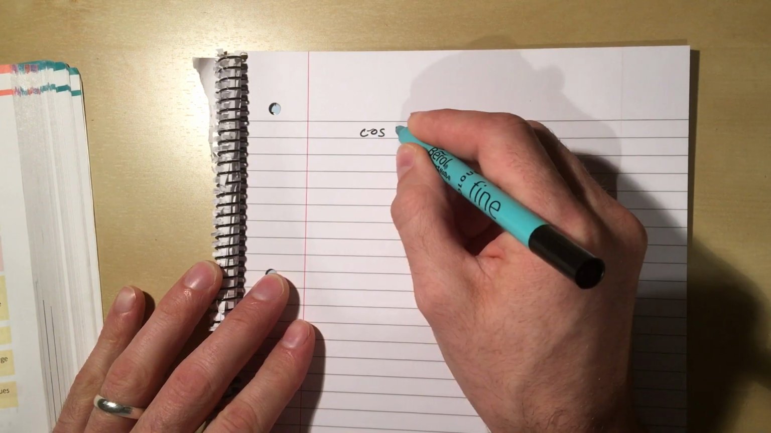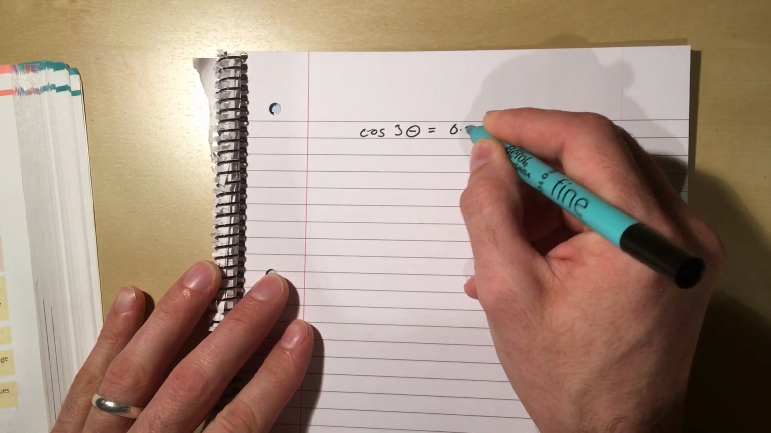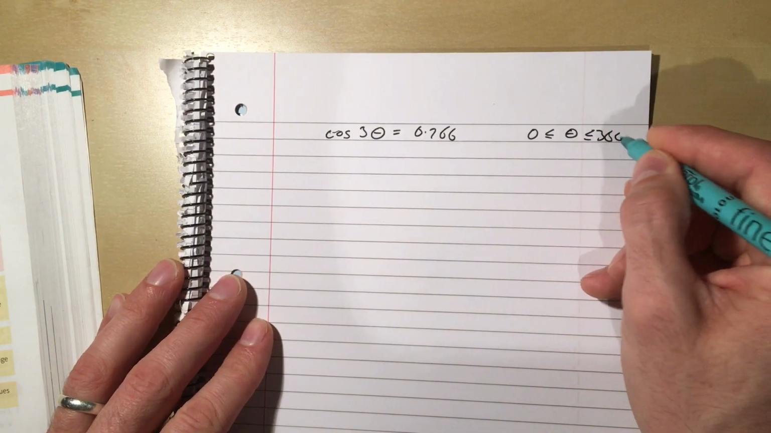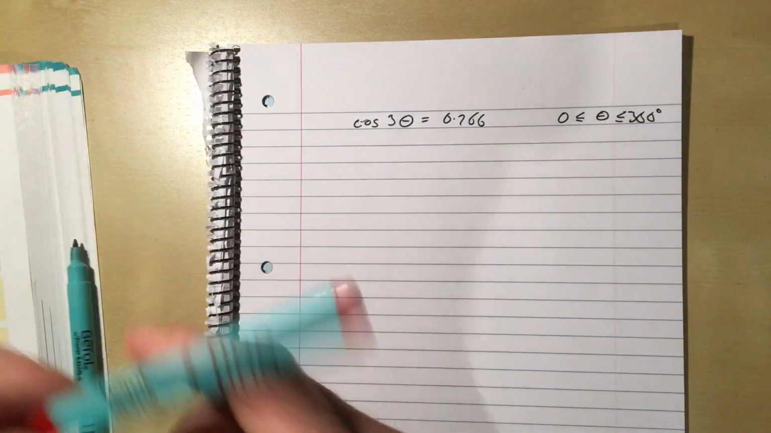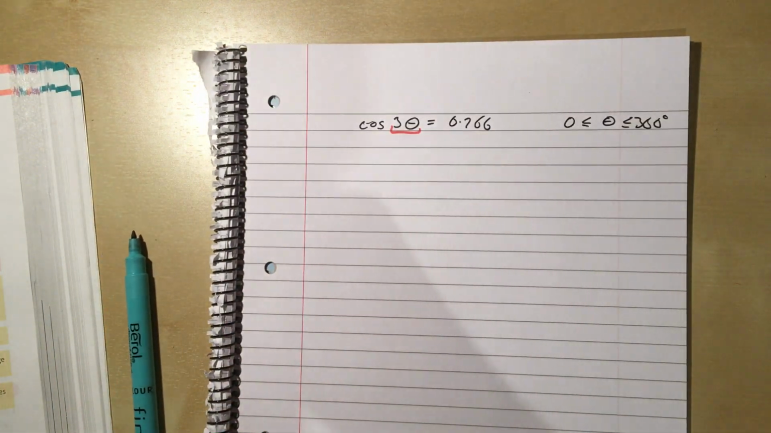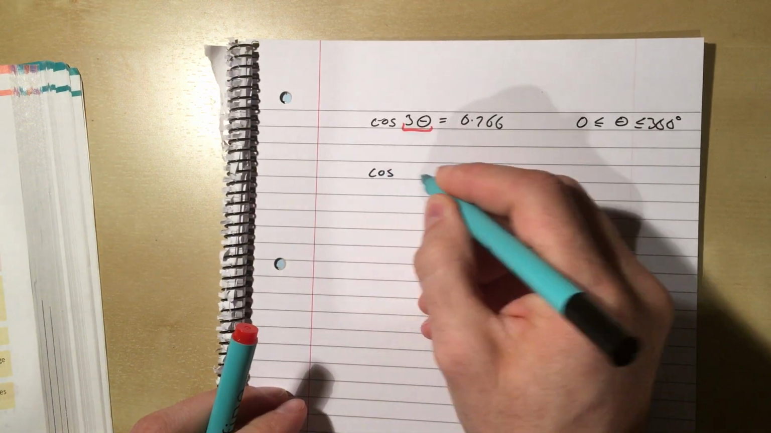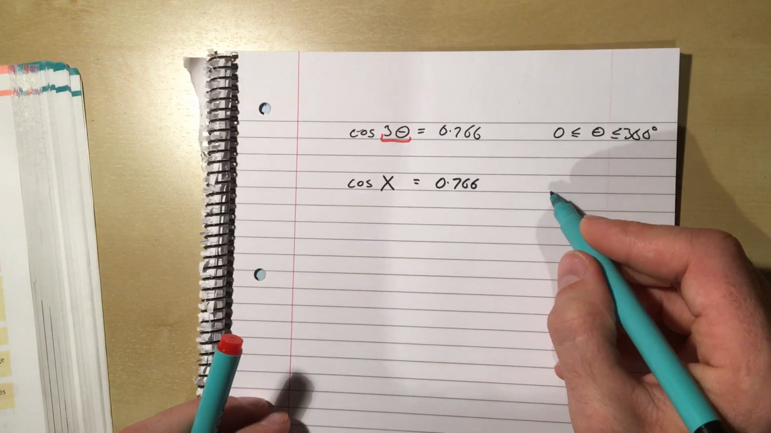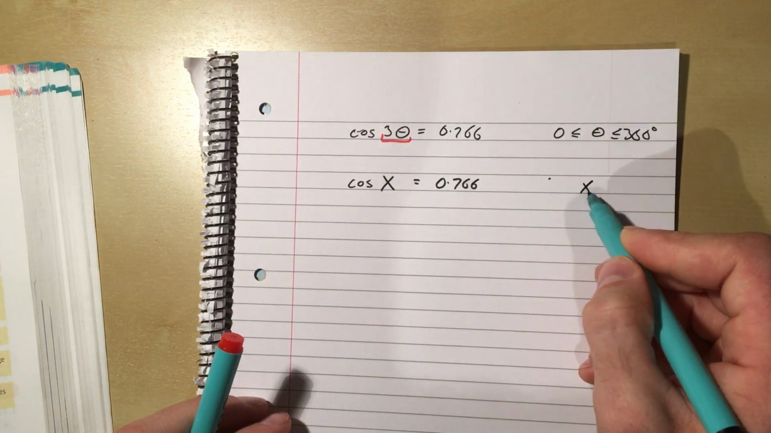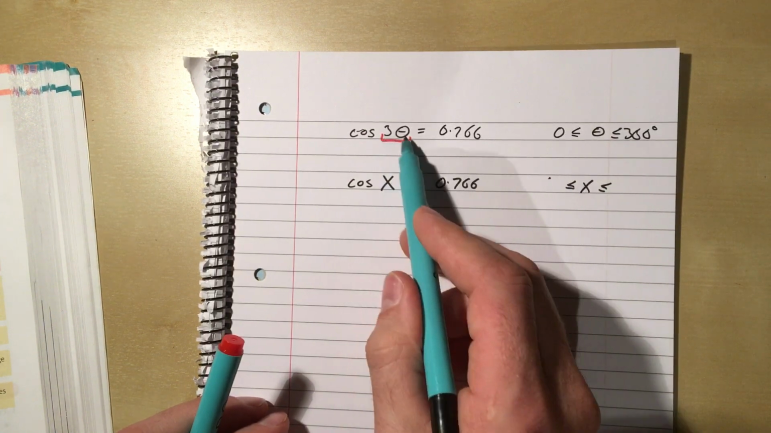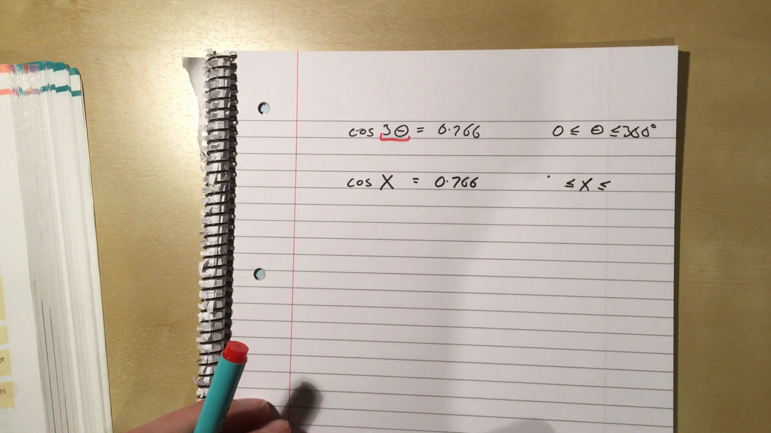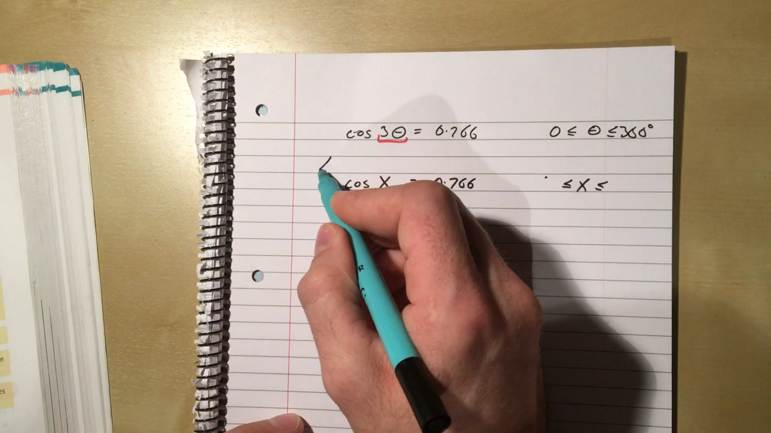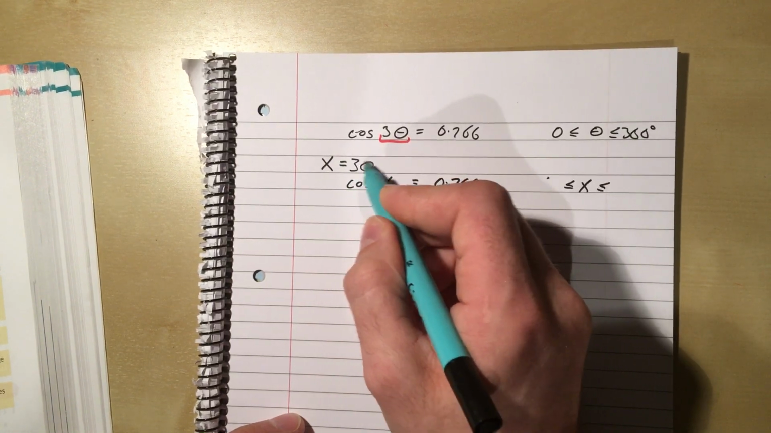If I've got a question that looks like this, cos 3 theta equals 0.766 in the interval 0 to 360. Well, the problem I've got here is this bit. I can solve equations that look like cos of x equals 0.766 in an interval, but not when I've got a 3 theta there instead of an x. So the method we're going to use is almost as simple as it could be. I'm going to say, well, I don't want a 3 theta there, I want an x. So let's change 3 theta into X.